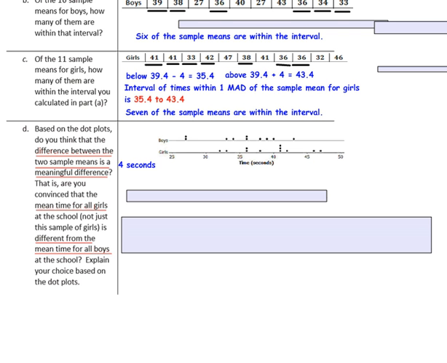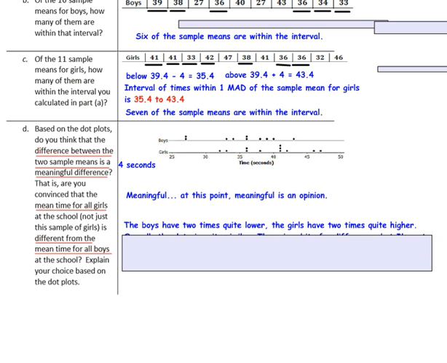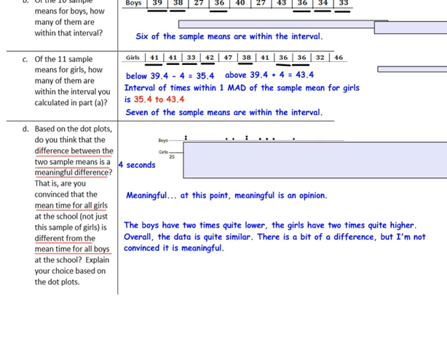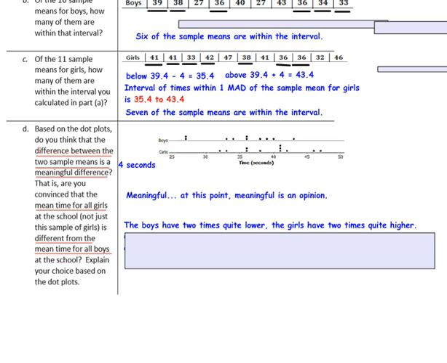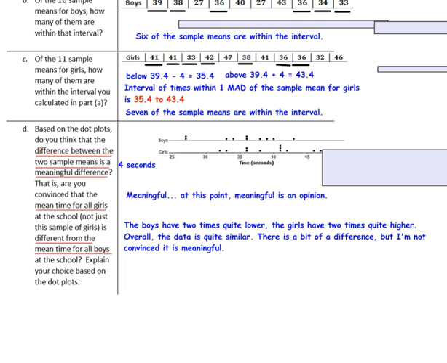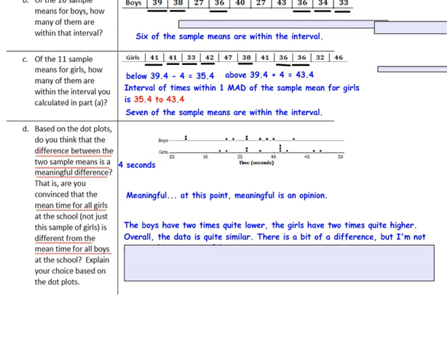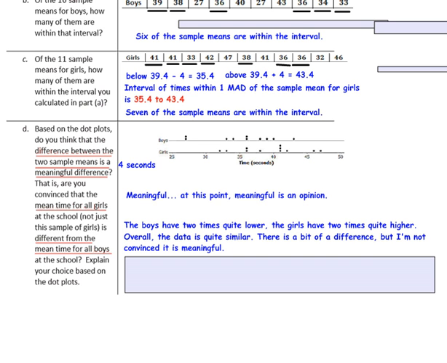So again, the difference between the 2 sample means is about 4 seconds. And the question, is it meaningful? Meaningful at this point is an opinion. We have not really discussed much about what number it needs to be meaningful. We know that the boys have 2 times that are quite lower, and that's right up here. The girls have 2 times that are quite higher, and that's right over here. Overall, the data is quite similar. There is quite a bit of difference, but I'm not convinced that it's meaningful.